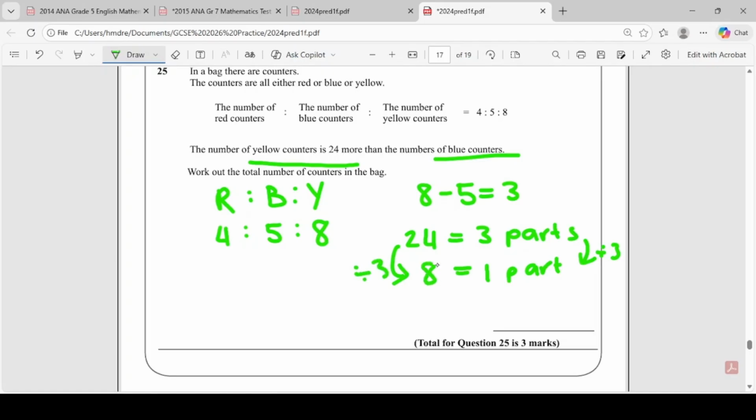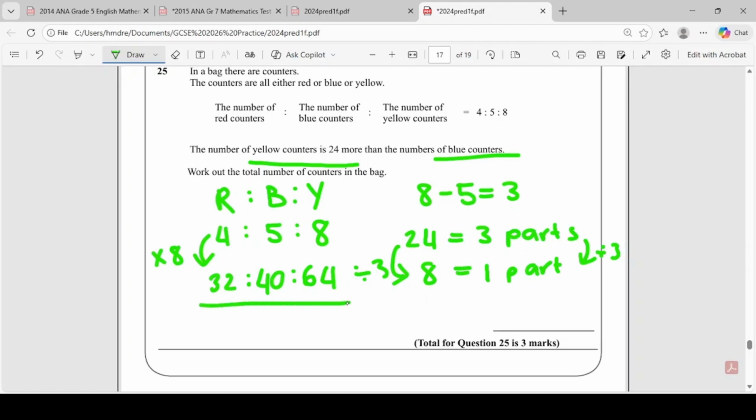24 divided by 3 is 8. So 1 part is 8, and then we can work out this ratio. If 1 part is 8, then 4 parts is 4 times 8, which is 32. The 5 parts is 5 times 8, which is 40. 8 parts is 8 times 8, which is 64.